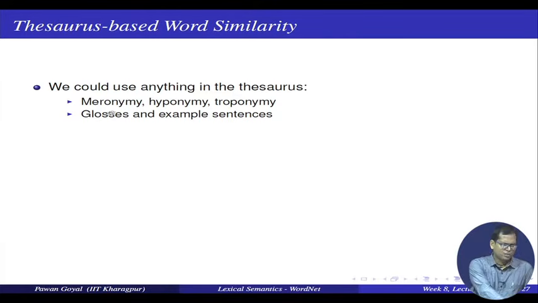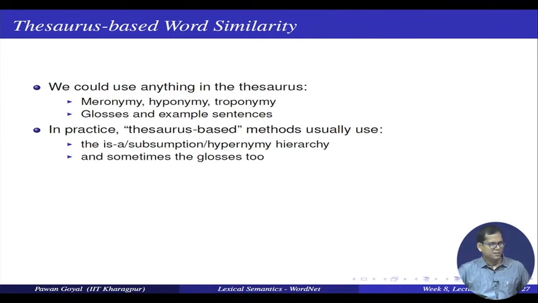As such I can use any relations like meronym, hyponym, troponym, gloss, examples. But in particular, the thesaurus-based methods that we have mainly use the is-a hierarchy tree, the hyponym relation tree. Sometimes you will also use the gloss of the words. So we will start by seeing some particular methods that try to use the Wordnet hierarchy to capture the similarity between the words, and then we will also see a particular method that uses the gloss of the different synsets to capture their similarity.